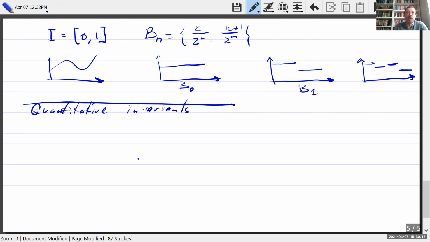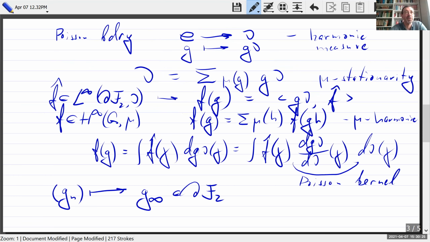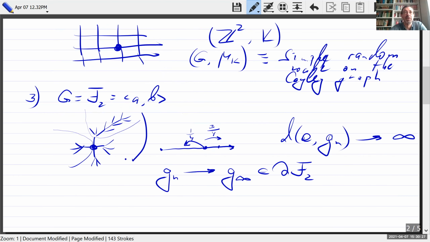Okay, so what are the quantitative invariants? Let's return again to the picture of the free group. That's the Cayley graph of the free group. And here we see that the radial part, in this particular case, the radial part of our random walk also performs a random walk.